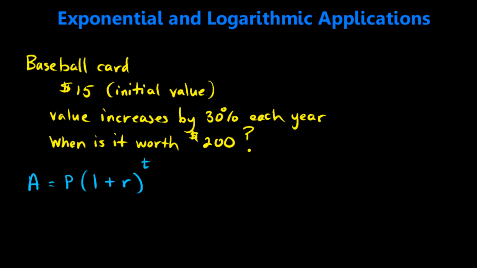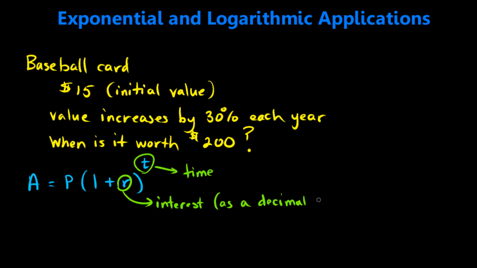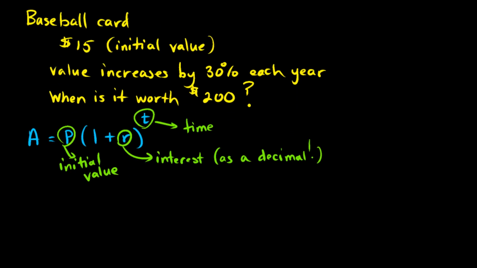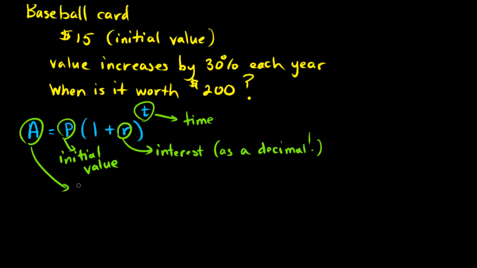Now what these values mean is T means the amount of time that you wait for something to increase in terms of value. R would be the interest, and you've got to make sure that you write it as a decimal. P is the initial value, and A would be the final value.